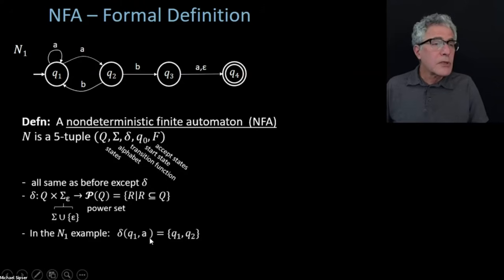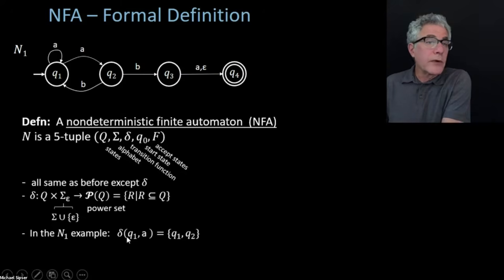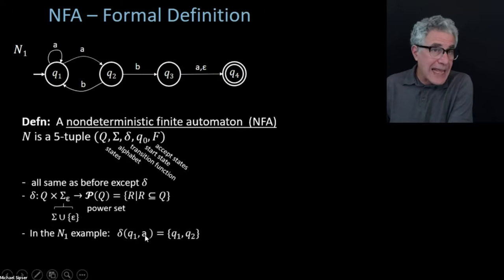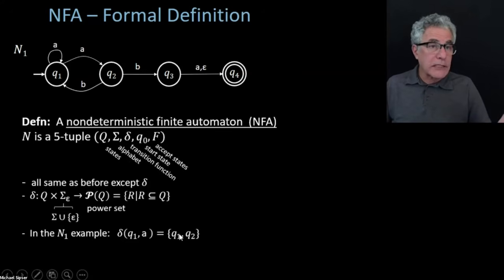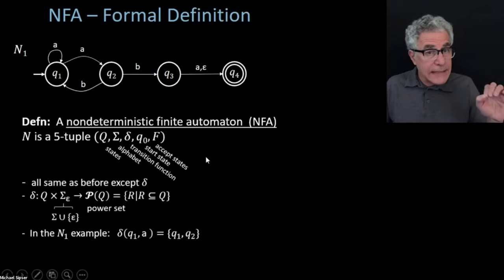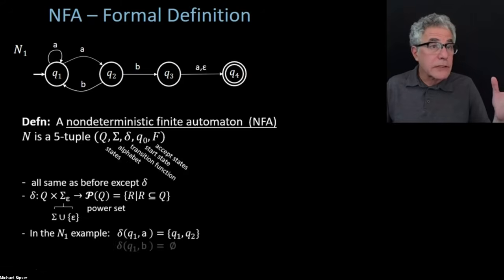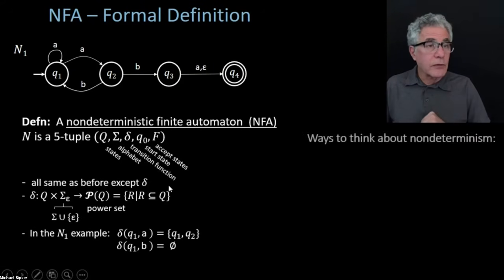Okay, so let's take a look at the N1 example here, just to illustrate what's going on. When you're in state Q1 reading an A, now you get a whole set of possibilities, which in this case is Q1 and Q2. Whereas if you're reading a B, what would be that set? Coming out of Q1, what's the set of possible successor states? Well, there are none, so it's the empty set. Okay, hopefully you're understanding the notation here.